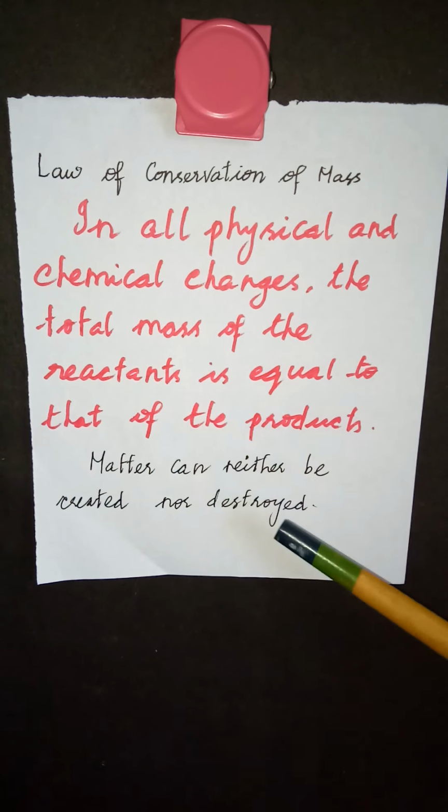Now look at the products. I have AgCl and NaNO3 and these are the masses. So when you add these two masses, I'm again getting 22.85 gram. So the mass of the reactants is equal to the mass of the products. This is what the law of conservation of mass says.